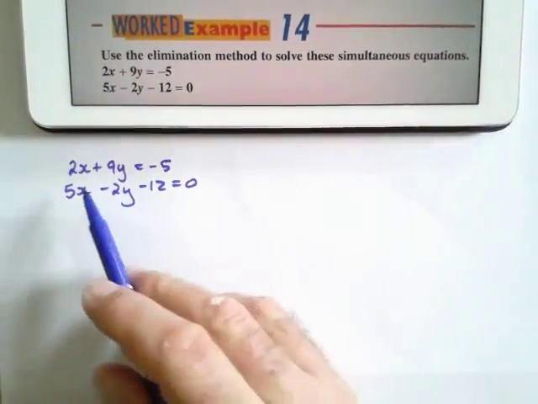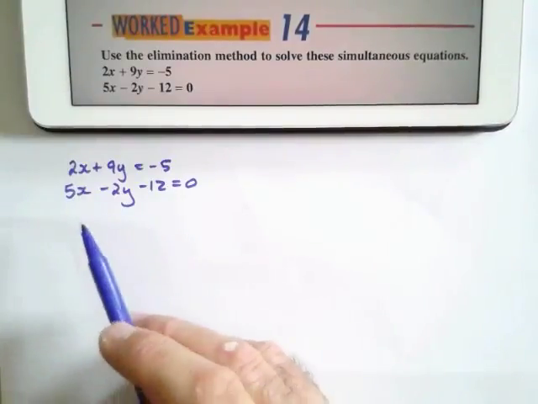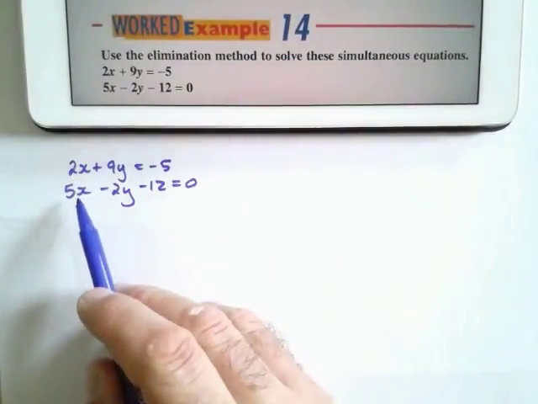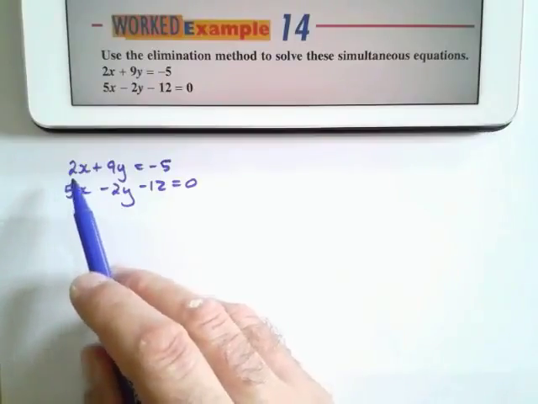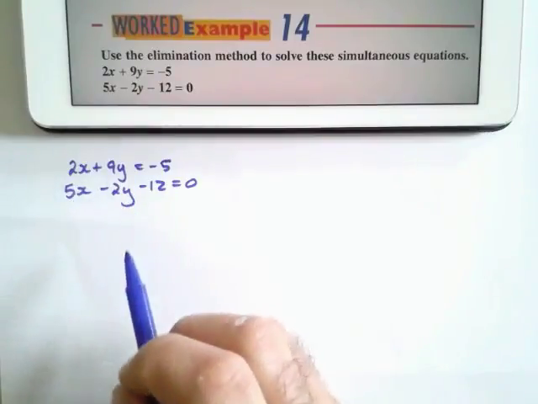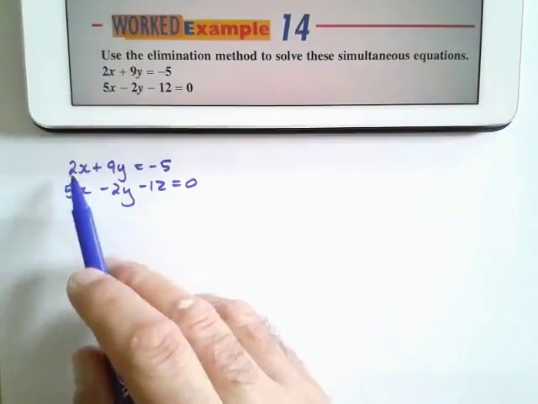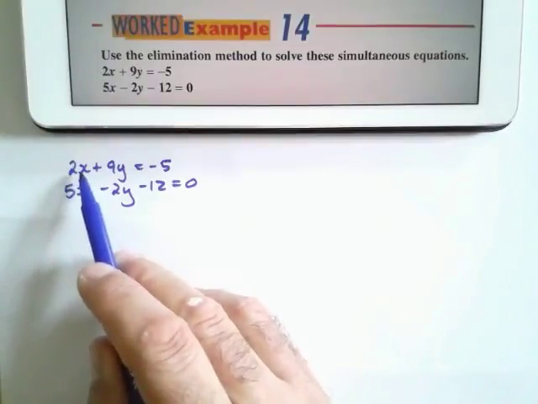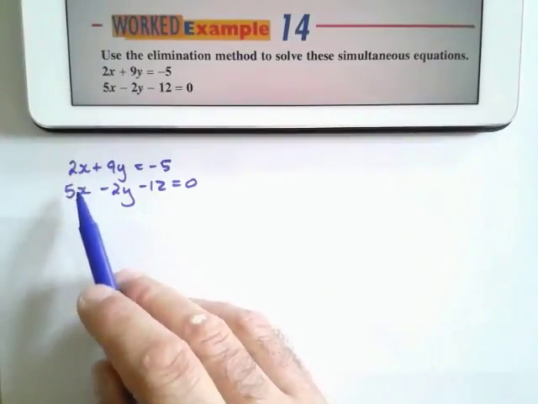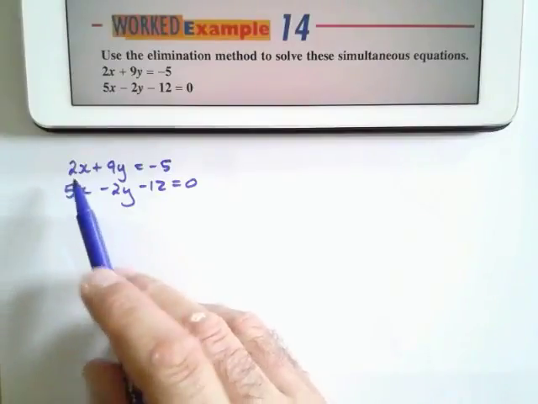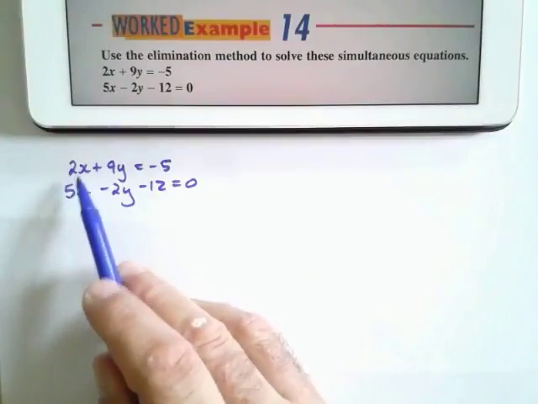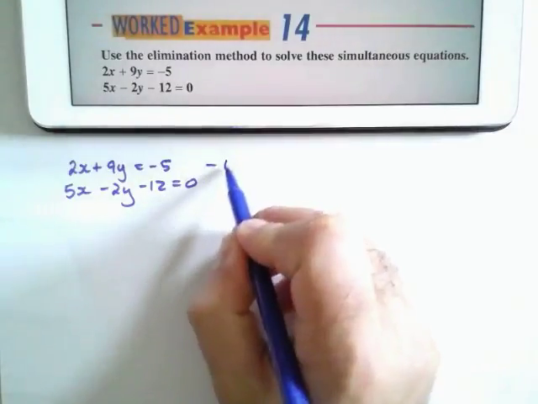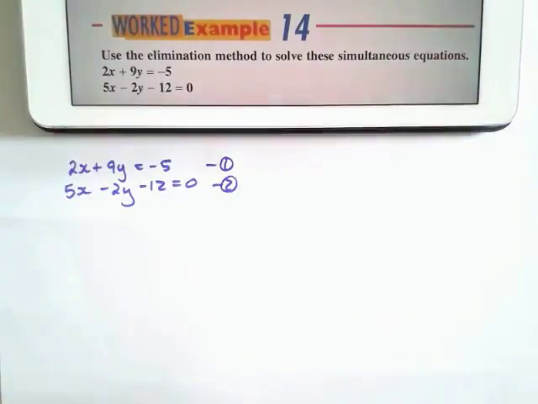So let's have a look at what's going to be the easiest. To eliminate, I want one of my variables to be the same. So I will either want to get x the same or I want to get y the same. Now in this case, it seems like the easiest one to get rid of are my x's. So I'm going to try and get my x values the same. I'm going to say this is equation 1 and equation 2.